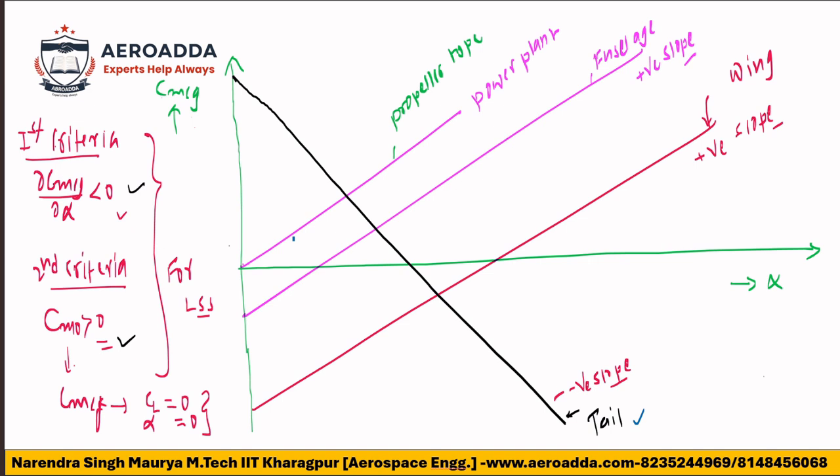So if you check the overall effect for the airplane, it will be in a stabilizing condition, then only it is flying, right? Now if you talk about the whole airplane, the whole airplane will be here only. See, this will be the whole airplane. That whole airplane will have a negative slope. That means it is LSS, longitudinally statically stable condition. So this is the graph.